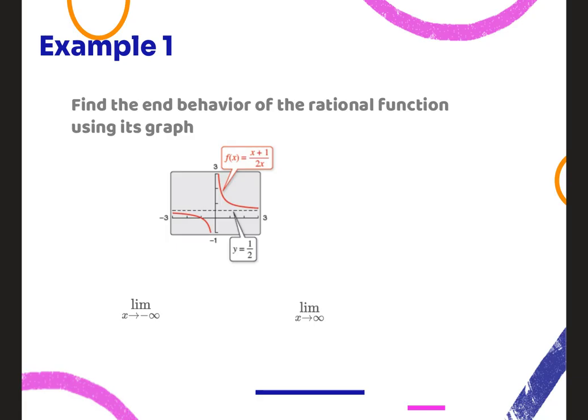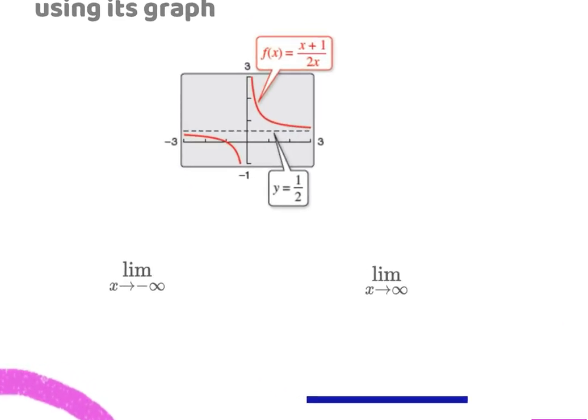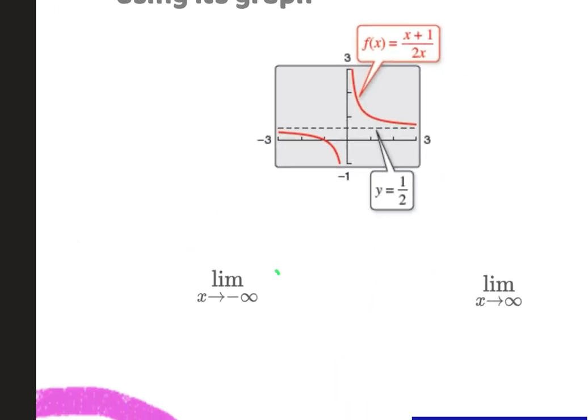Okay, so example 1 says find the end behavior of the rational function. The limit as x approaches negative infinity, which would be the left, and the limit as x approaches positive infinity, which would be the right-hand side. Let's look at this graph, okay? What's happening on the left-hand side? It's getting as close as possible to this asymptote. It's underneath it this time, but it's still going to approach it. And on the right-hand side, that same asymptote, right? So where is this passing through? 1/2. So on both sides of your graph, f of x equals 1/2.